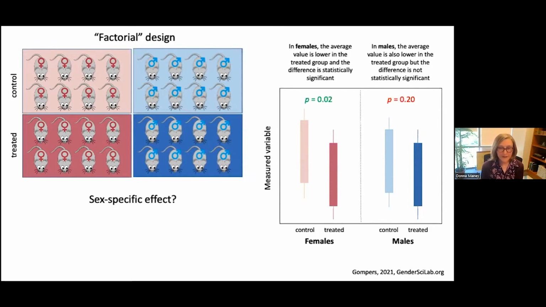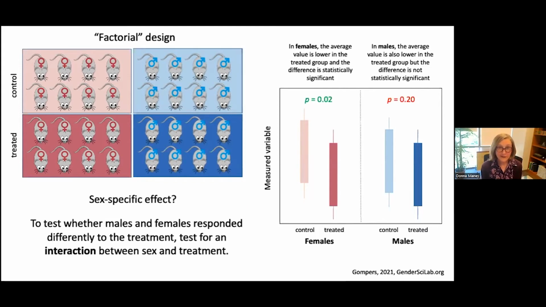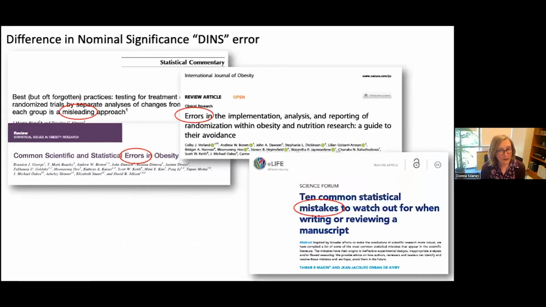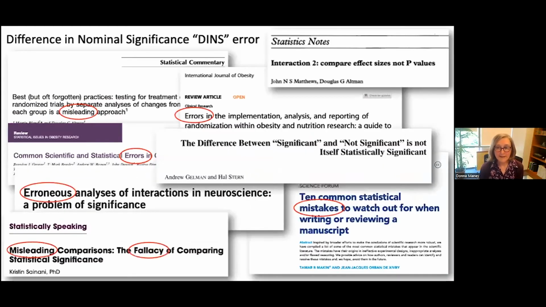So to be able to conclude there's a sex-specific effect of treatment, we'd have to look for a statistical interaction between sex and treatment. In other words, we need to put sex as a factor into our statistical model and analyze the data altogether in that model. Now, not doing that, in other words, just eyeballing these 2 p-values and concluding a difference, is actually a very common statistical error. It's called the DINS error, or the difference in nominal significance error. And there's been a ton of papers written about it.